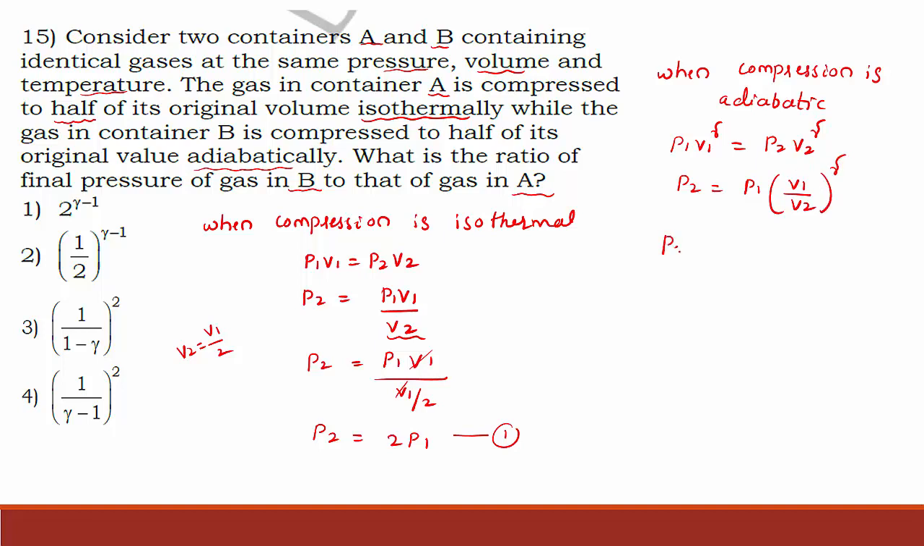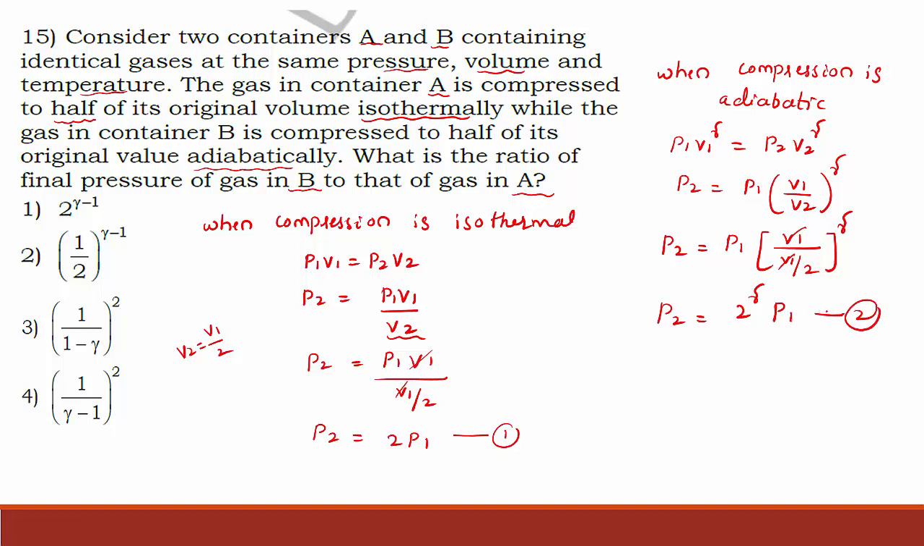Or I am going to write P2 equal to P1. Here V1 keep as it is, in place of final volume, it is compressed half of its initial value. So we can write V1 by V1 by 2 whole raised to gamma. Or P2 equal to, we will get V1 here get cancelled, 2 raised to gamma into P1. This is for the second container.